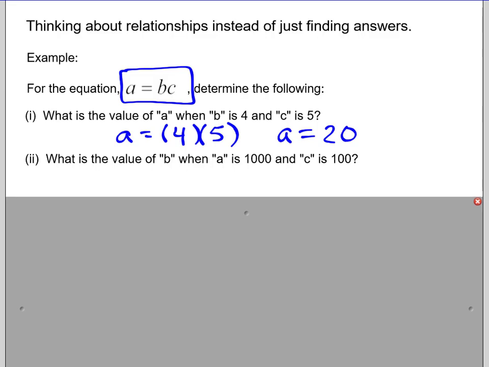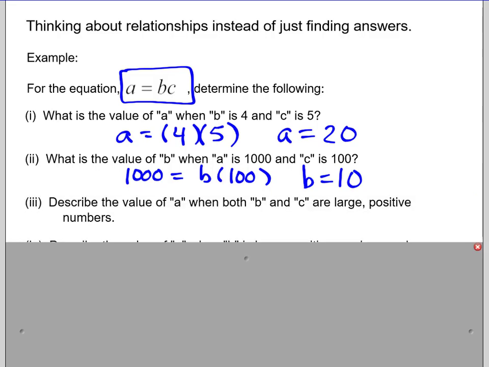What is the value of B, the middle term, when A is 1,000 and C is 100? You'll notice we have to at least provide 2 out of the 3 unknowns to be able to solve for one. So in this case, we'd say B is equal to 10. Again, a nice number value. We're normally pretty comfortable with those.